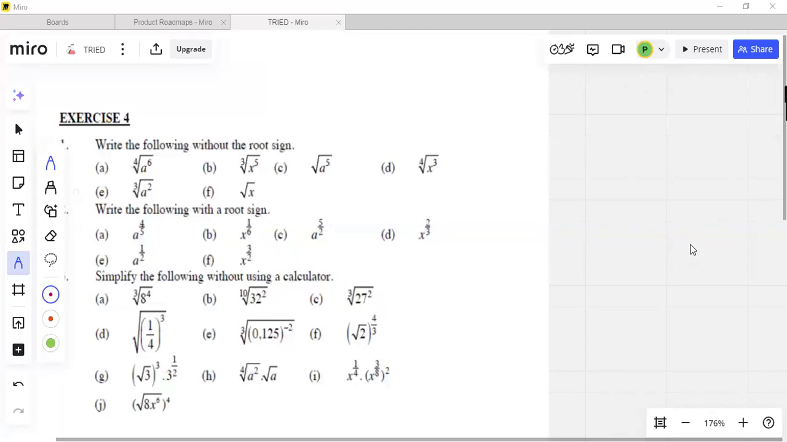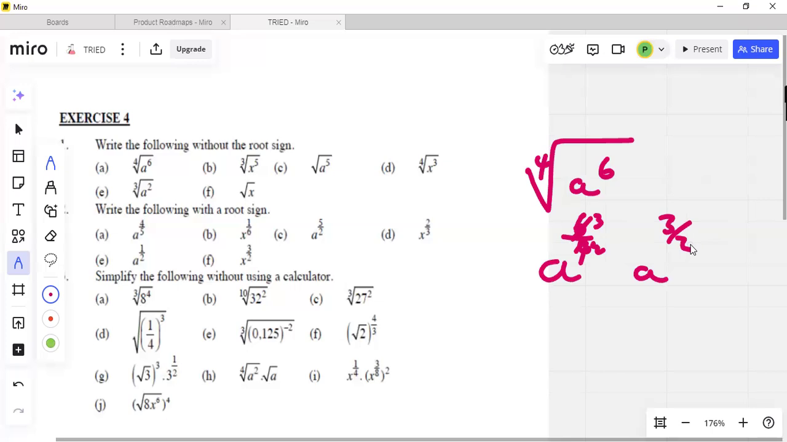Okay, the first question there is saying, write down the following without the root sign. So we have the fourth root of 6, right? Basically, what are we doing? We are changing from the root form, the surd form that it is, to exponential form. So how do we do that? Following the idea I was explaining on the law, whenever we have a fraction exponent, the denominator becomes the root sign and the numerator becomes the exponent. So that's what we have there.